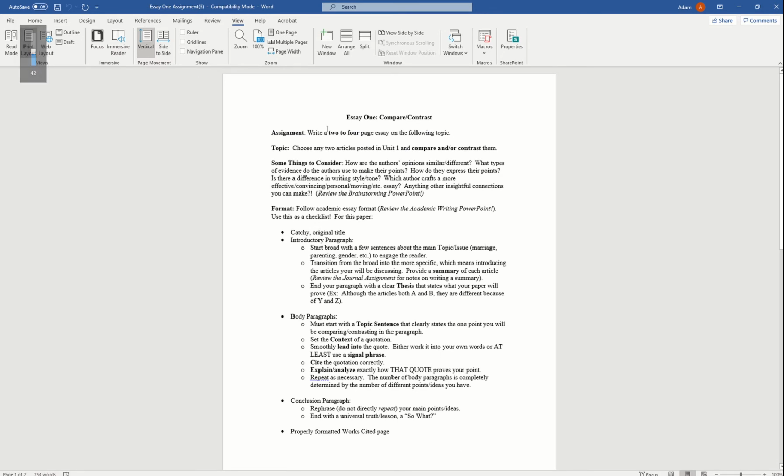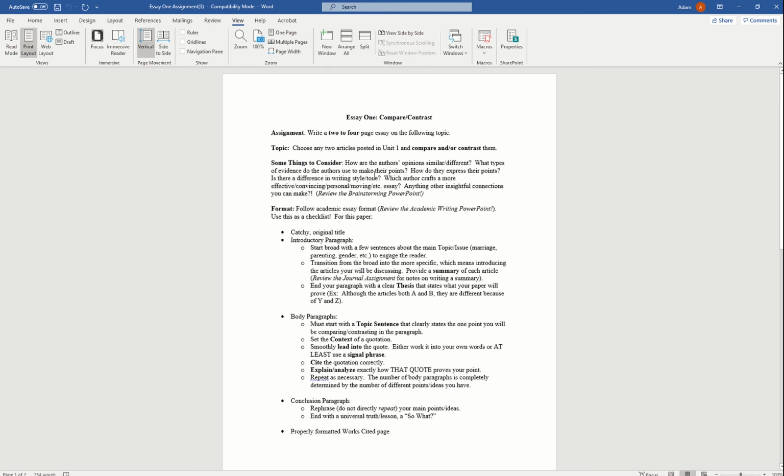Okay, so a 2 to 4 page compare and contrast essay. Any two articles. Okay, I read all those articles. I did my journals on them. I might consider how the authors' opinions are similar or different. I could even start brainstorming now. Well, I picked Andrew Sullivan and Celia Rothenberg. How are the authors' opinions similar? I don't know, actually. I'll have to think about that.